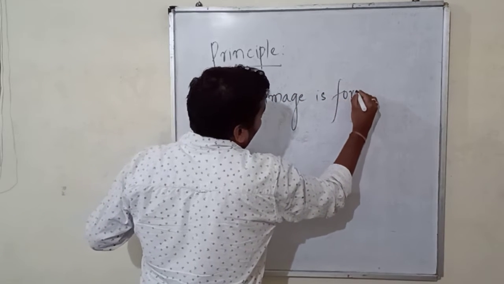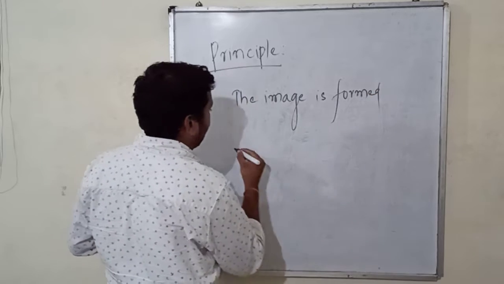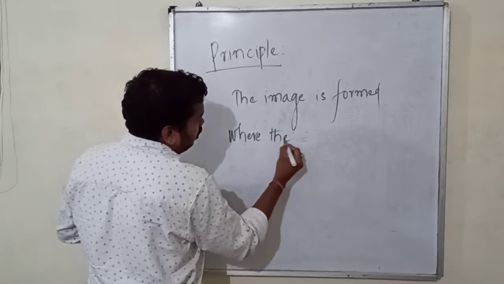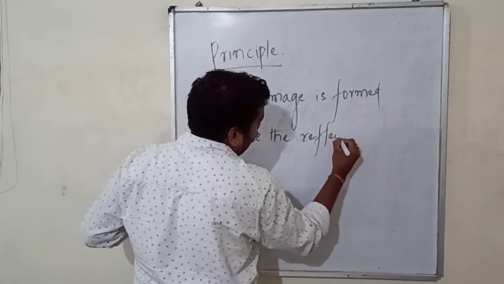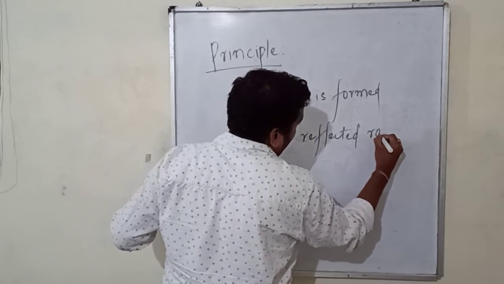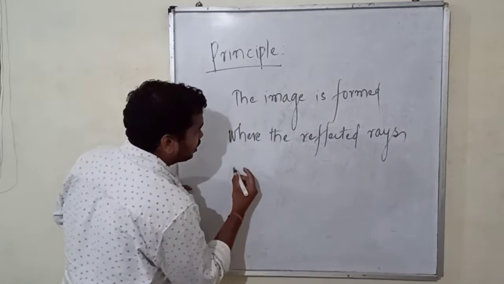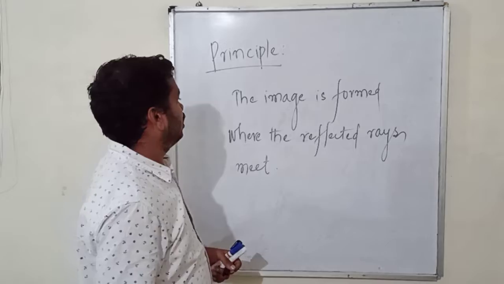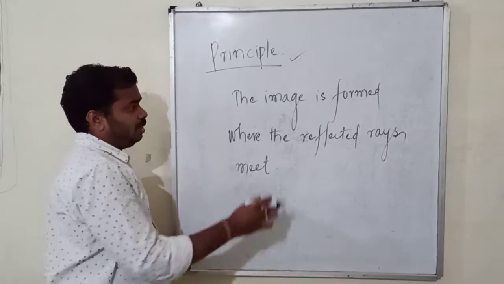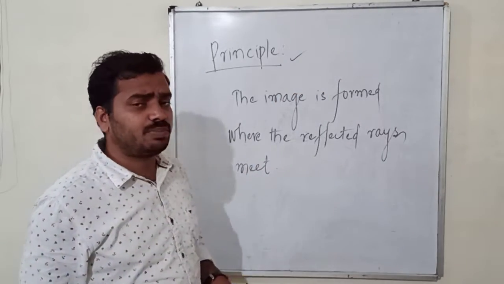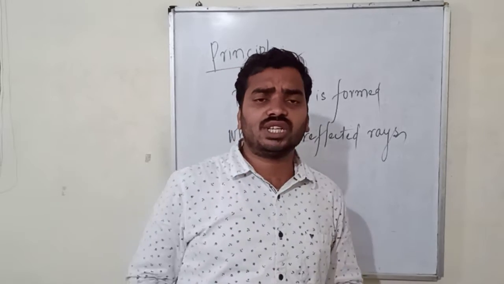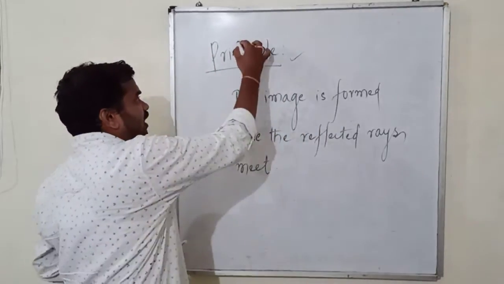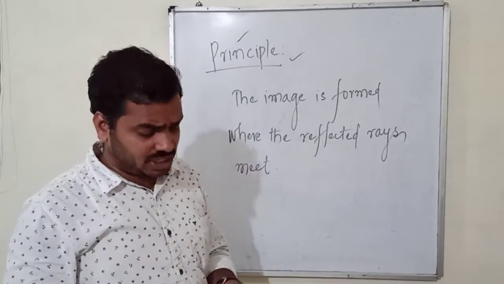Image is formed where the reflected rays meet. This is the principle. The image is formed where the reflected rays meet, where the reflected rays intersect. At that point, the image would be formed. That is the principle behind this activity.